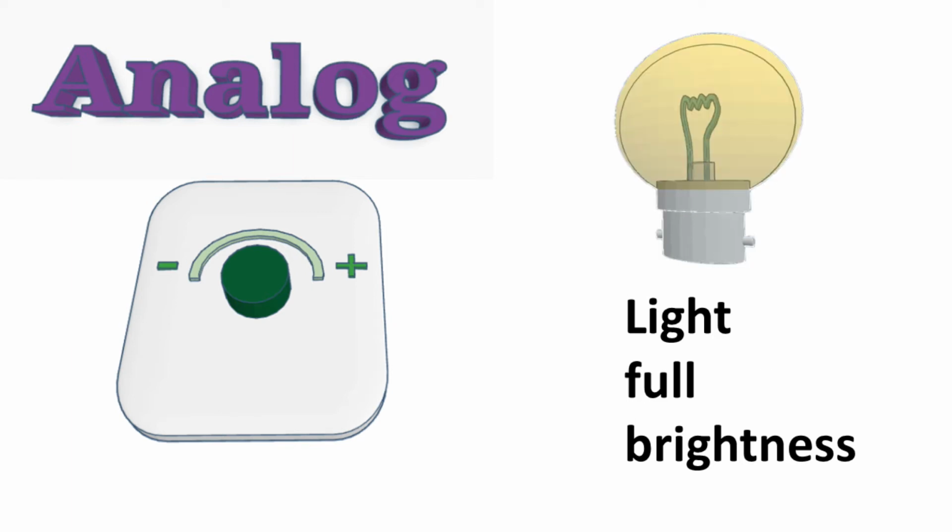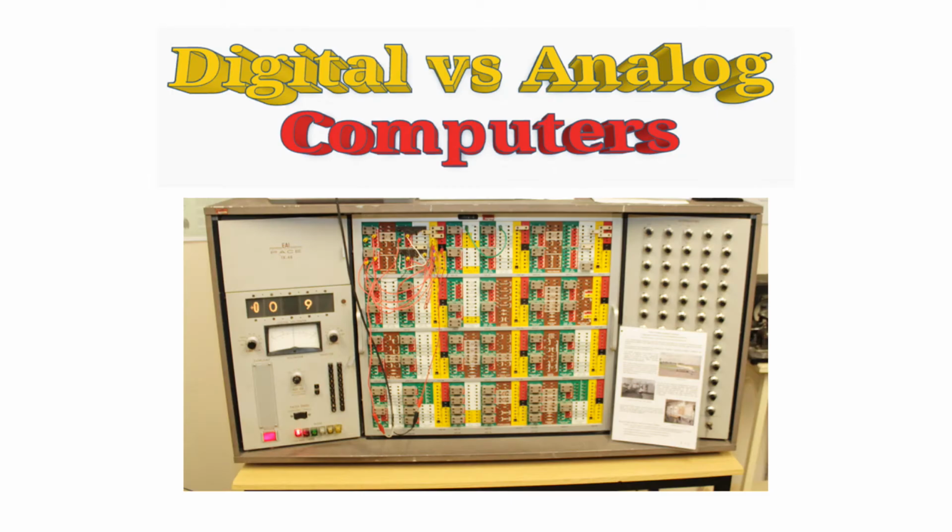This is analog. The real world is analog, so why are computers digital? Some computers have been made that are analog, such as the one shown here, which is at the National Museum of Computing at Bletchley Park. But they never really took off. It was found that it was easier, cheaper, and more reliable to create digital computers.